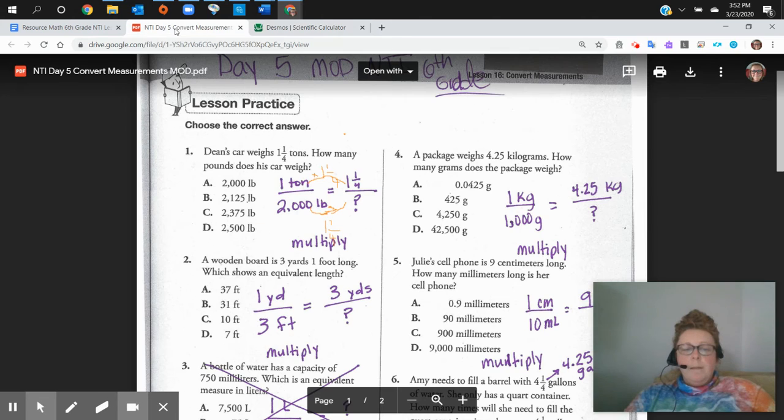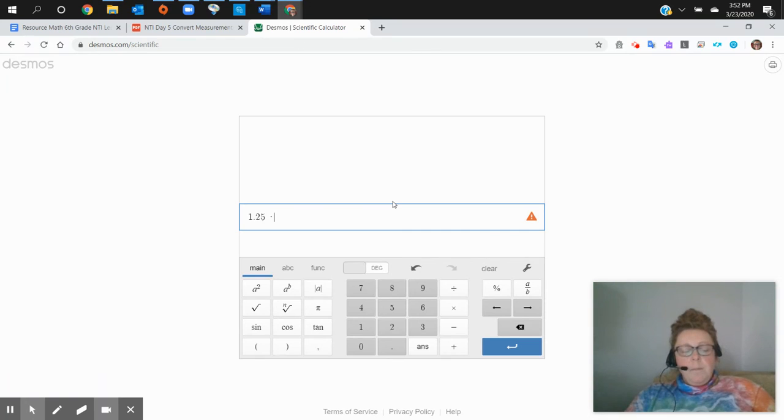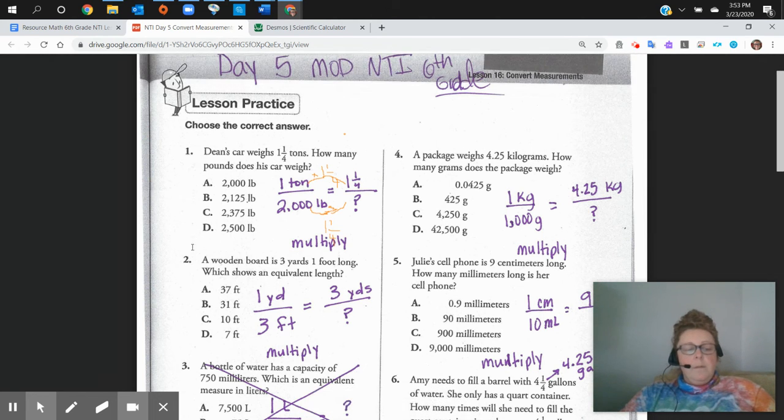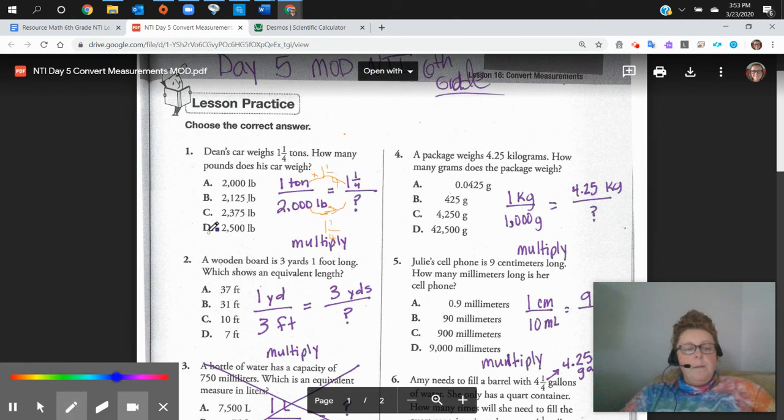I'm going to flip back to the problem. 2,000. This is a comma. It's not a decimal. So when we type it in the calculator, we ignore the comma. 1.25 times 2000, and so our answer is 2,500. So I'm going to flip back to here and see if that's an answer. Yes, it is. So 2,500 pounds is 1 1/4 of a ton.